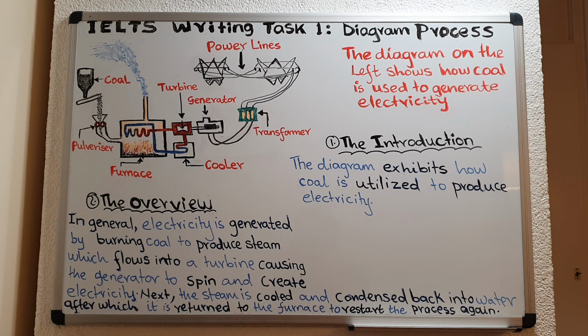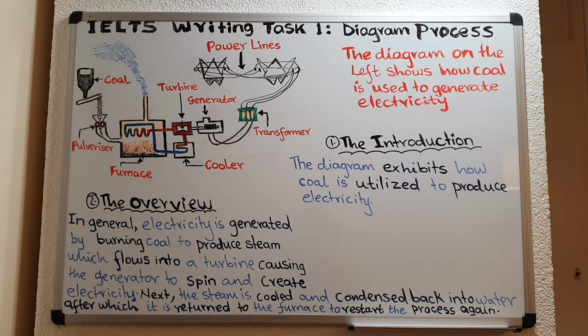And then the next word is causing the generator to spin, to turn round and create electricity. And then you're describing the next part, so you use the connector, next, comma, the steam is cooled and condensed back into water. After which, another connector, it is returned to the furnace, returned to restart. To restart is to begin, to restart the process again.